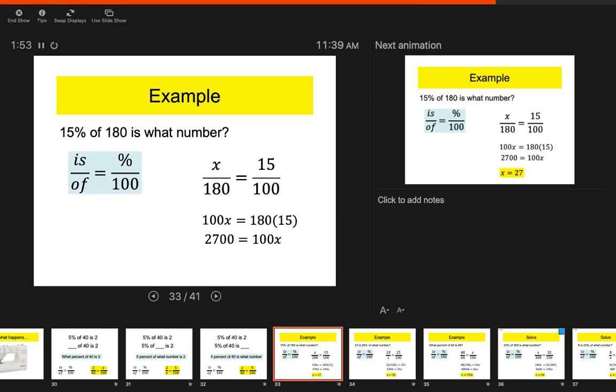Were we solving for an of or an is? So the answer is not a percent, right? The answer is literally 27. So 15% of 180 is 27. Don't always assume that the of is the larger number and the is the smaller number. It could be different. Percent is always percent, though.